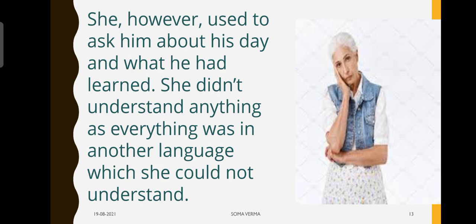She, however, used to ask him about his day and what he had learned. She didn't understand anything, as everything was in another language. Everything was in English, because now the author was going to an English medium city school. So this language was not compatible with the grandmother, and whatever was taught in school was also not liked by the grandmother. All those details are given in the text. You must read them very minutely.